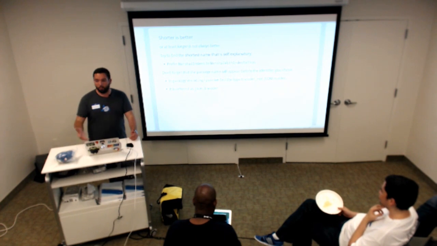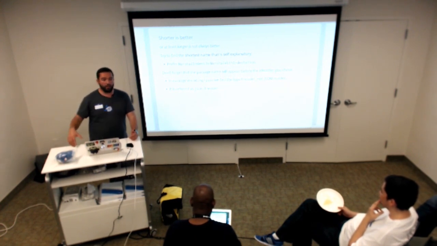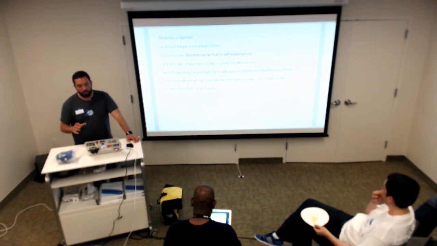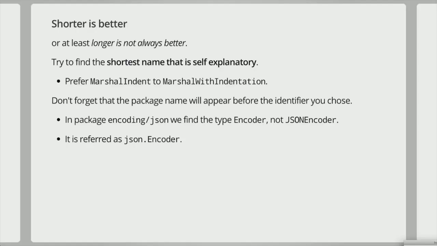When you're exporting something and it's going to be used from outside, then of course you're going to have to be slightly longer. But it doesn't mean the longest name is more useful. It has to be as long as it needs, but it has to be readable, understandable, and self-explanatory. Meaning that, for instance, in the JSON package, we have MarshalIndent. We could have written Marshal with indentation, which is better in English, but it doesn't really add anything, and you have to write it at some point.